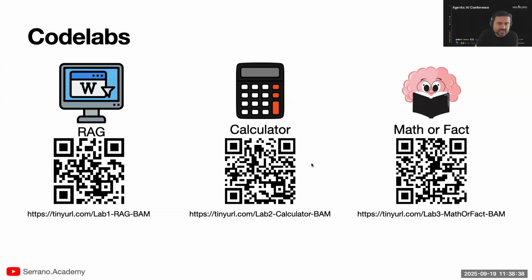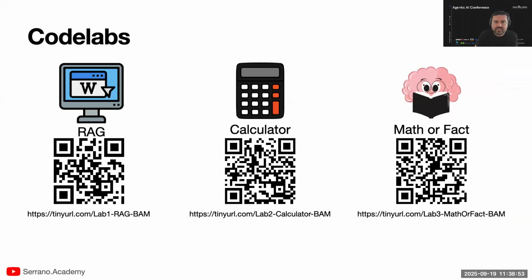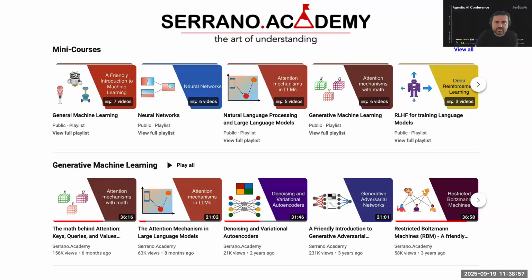In the meantime, you can open them. They're Google Colabs. You can use this to open them. I'll come back to this. And you need to get a Google AI Studio API key from Gemini. So I'll have these instructions here. Well, we need a minute before we're able to open them.